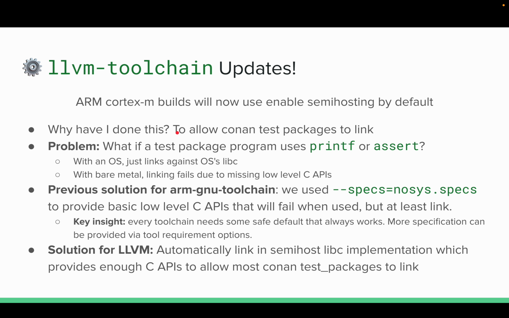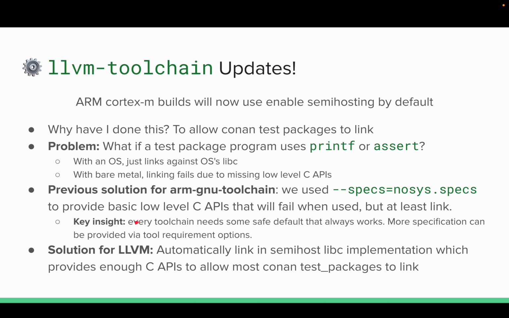One of the issues that I had with ARM GNU toolchain, as well as this one, was that anytime I tried to build a test package, it would go, oh, I can't find the write function, or I can't find the exit function, or I can't find the abort function, those types of things. So there are a bunch of C APIs that need to be around in order for things to work. The problem is, what if a test package uses printf or assert? With an operating system, you just link against the operating system's libc. With bare metal, linking failed due to missing low-level C APIs. For GCC, or the GNU toolchain, there's a specification called Gnosis, which provides empty or failing versions of the low-level C APIs, but just enough to link.